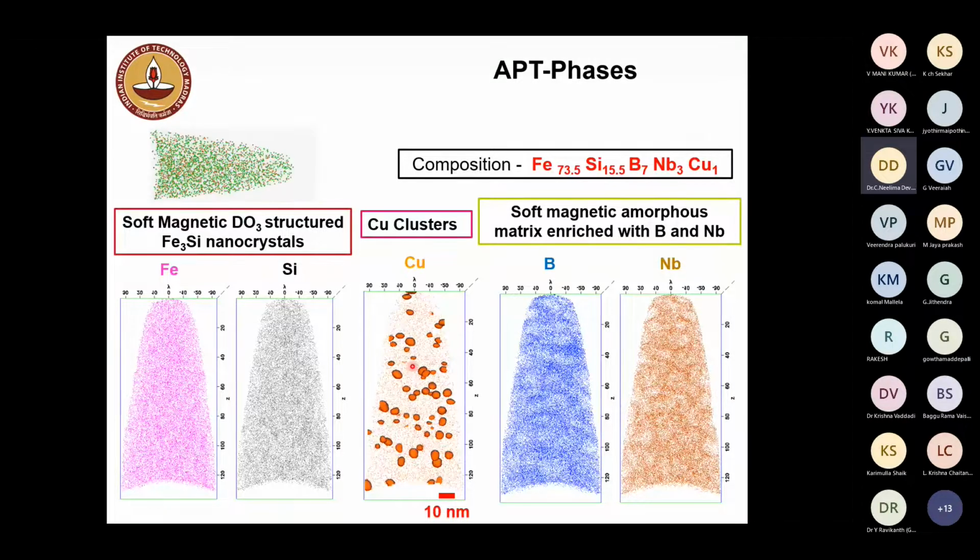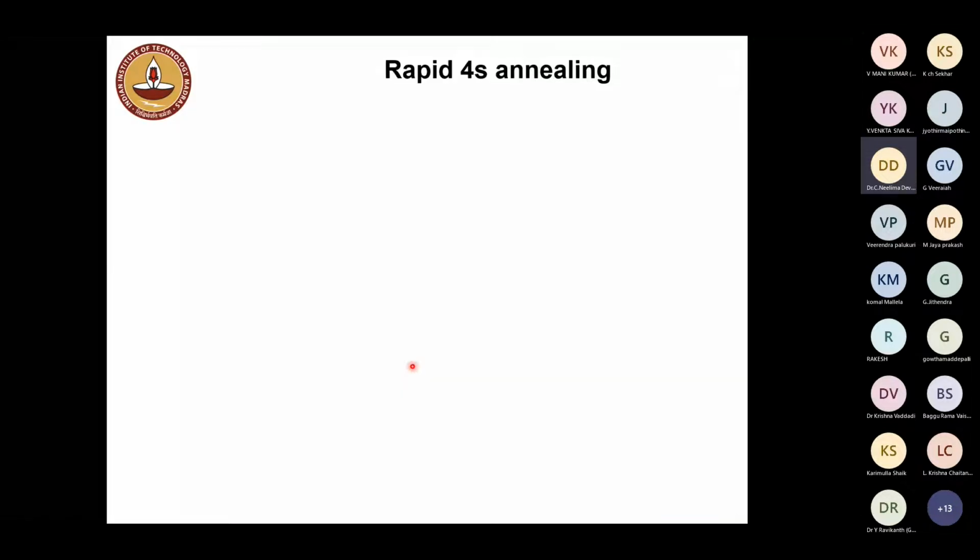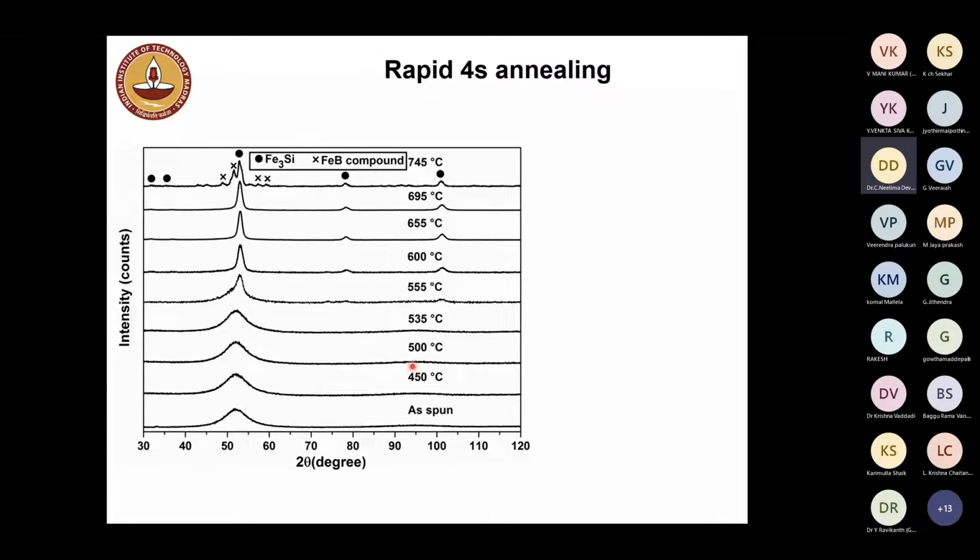Now, to understand the mechanism of this nucleation process, we looked into what happens if you rapidly anneal this material from the as-prepared amorphous state to a reasonably mature state at 745 degrees. The X-ray diffraction indicates that somewhere in the range of 555 degrees, there is a first hint of Fe3Si nanocrystal formation from the peak broadening.